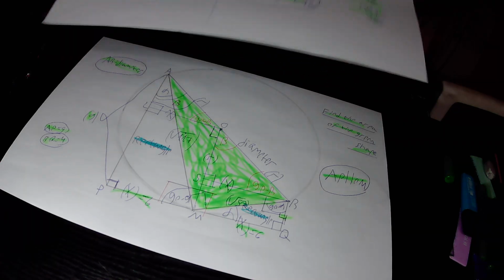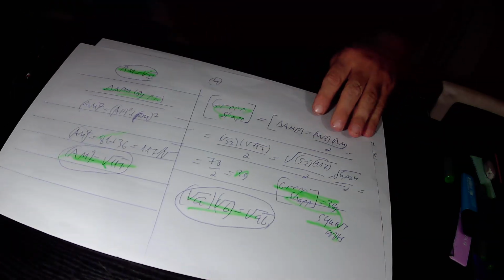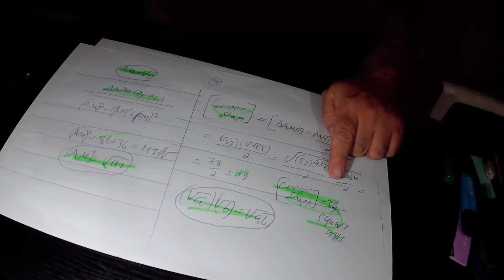Again, the area of the green shape is equal to 39 square units in size.